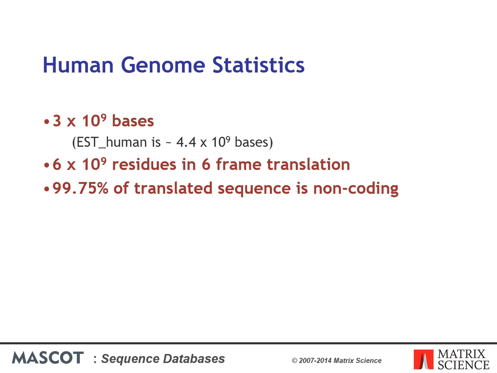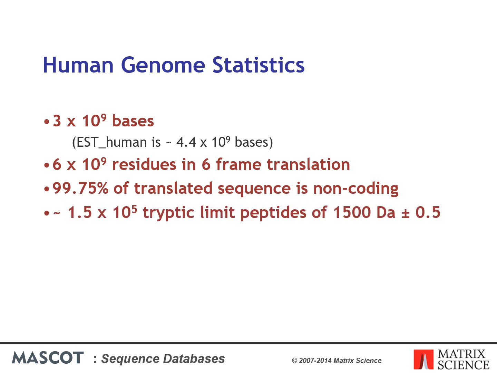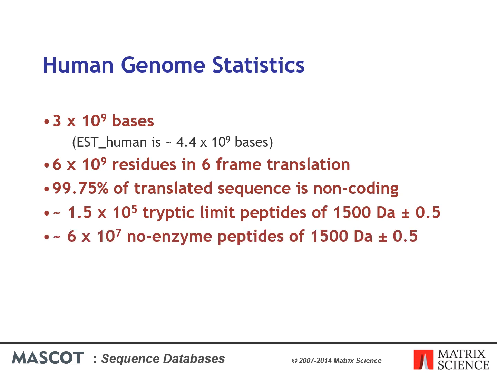This is a good test of the discrimination of the scoring scheme. If we are matching MS/MS data from a tryptic peptide of, say, nominal mass 1500 Daltons against the human genome, we are going to have to test 150,000 peptides, which sounds bad. But it's not nearly as bad as the no enzyme case, where we have to test 60 million.